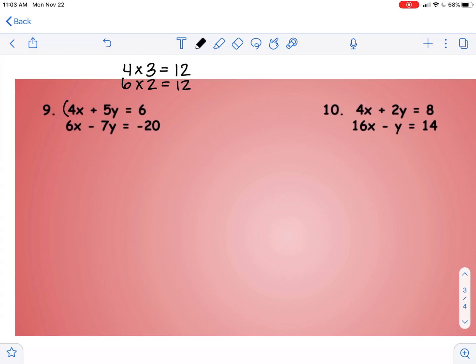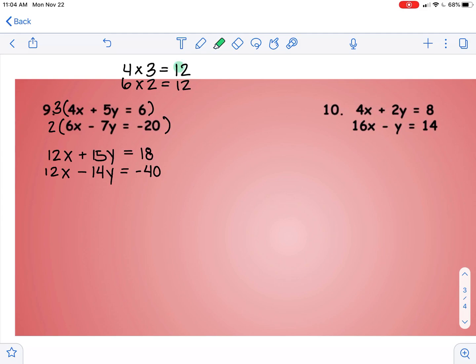So I'm going to go ahead and take this top one, and I'm going to have to multiply it by 3. And then I'm going to take the bottom, and I'm going to multiply it by, not 12, sorry, I'm going to multiply by 2. So to that top row, I'm going to get 12x plus 15y is equal to 18. And then on the bottom row, I'm going to get 12x minus 14y is equal to negative 40.